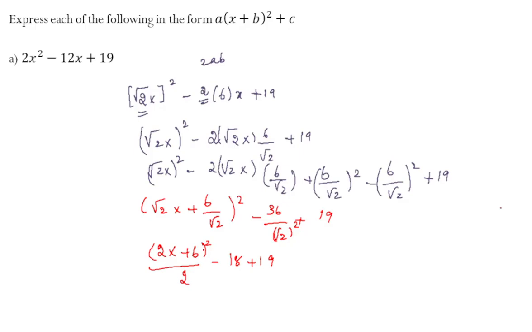Then we can take 2 common on both sides, but it is inside the square. So 2 squared times (x plus 3) the whole square divided by 2, plus minus 18 plus 19, which is 1. Then 4 and 2 cancel each other, giving the numerator as 2. So 2 times (x plus 3) the whole square plus 1. This would be the answer.